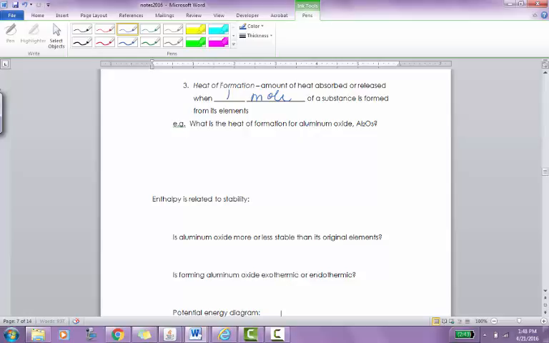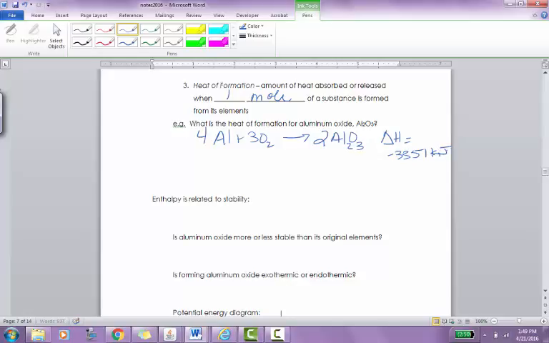So for instance, if you were to look up the heat of formation for aluminum oxide, if you look on Table I, you should see an equation that looks something like 4Al plus 3O2 produces 2Al2O3. And then off to the side in the right-hand column, you'll see the delta H, the enthalpy change, is negative 3351 kilojoules.